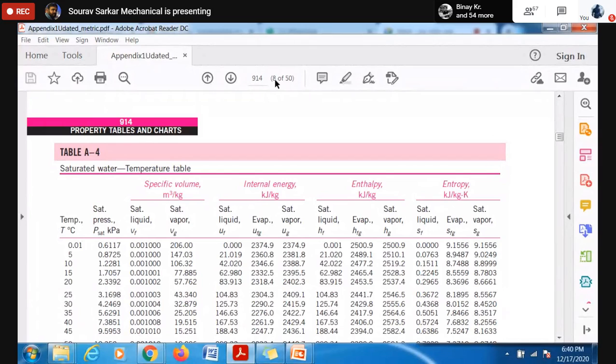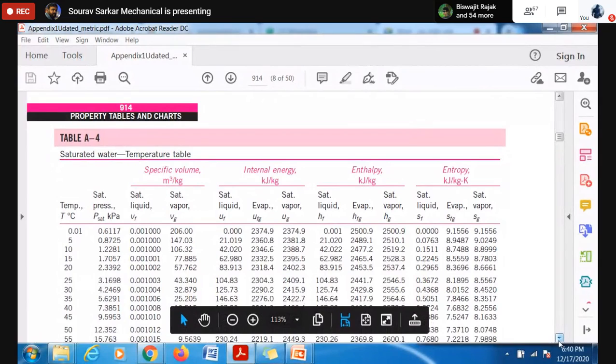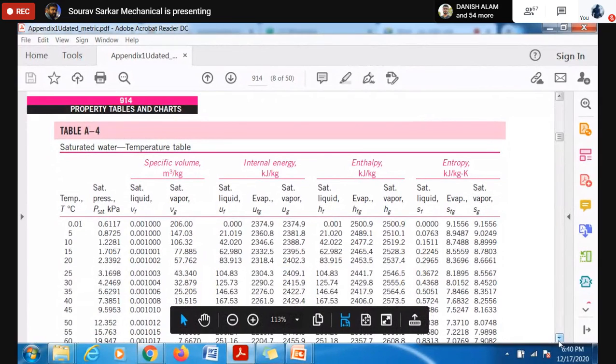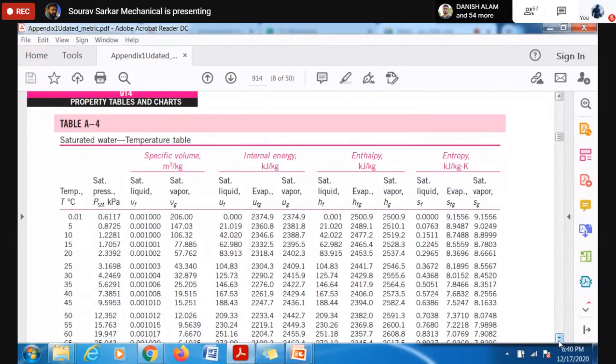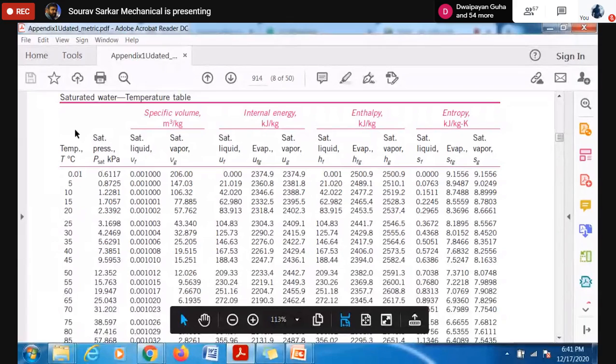Now this table is extremely important while solving numericals. So let's try to understand the meaning of each and every column of this table. Can you see this table on your laptop or mobile? Yes, sir. Okay, fine.